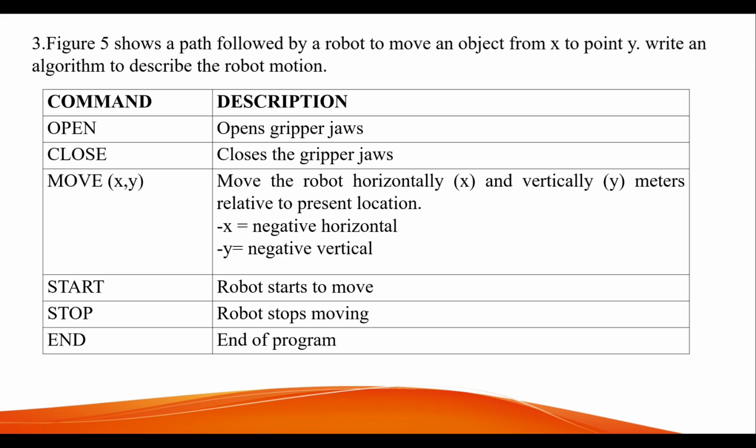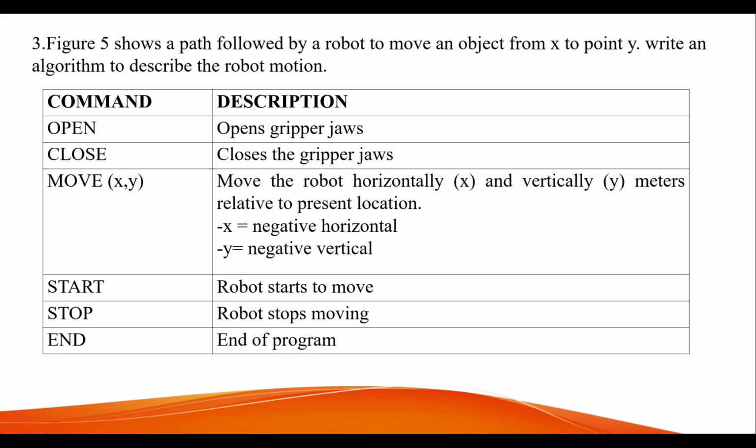We have another third example whereby figure 5 shows a path followed by a robot to move an object from point X to point Y. Write an algorithm to represent the robot motion. There's also the same table, which is giving you the instruction. This is one of the very easiest questions you can find in microcontroller, because you are told to write a program and you have been given the list of commands that you're just supposed to use. So if I have my command which is open, I'll use open to open the gripper jaws every time, close to close the gripper jaws.